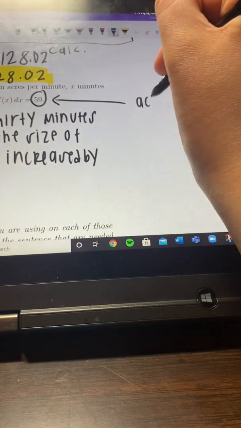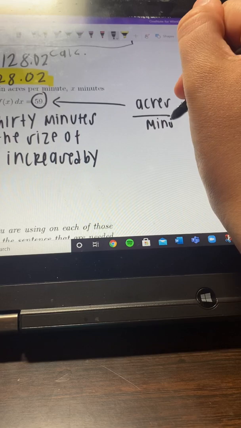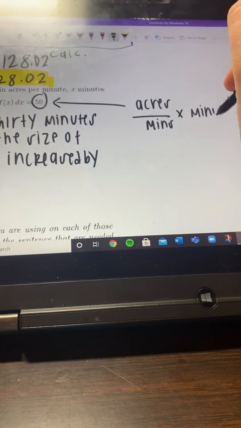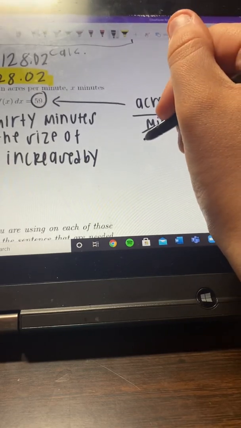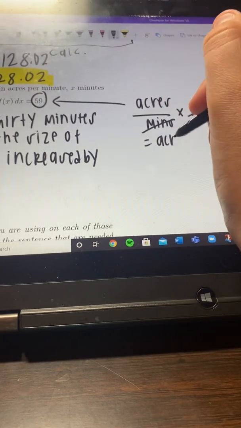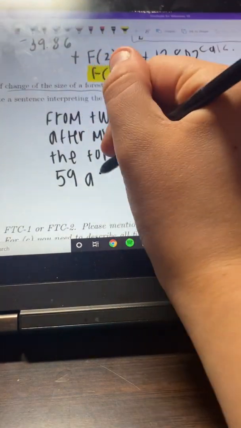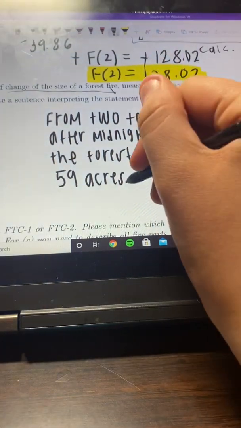acres divided by minutes multiplied by minutes, which you cross the minutes out because they cancel out, ends up equaling acres. So increase by 59 acres, period.